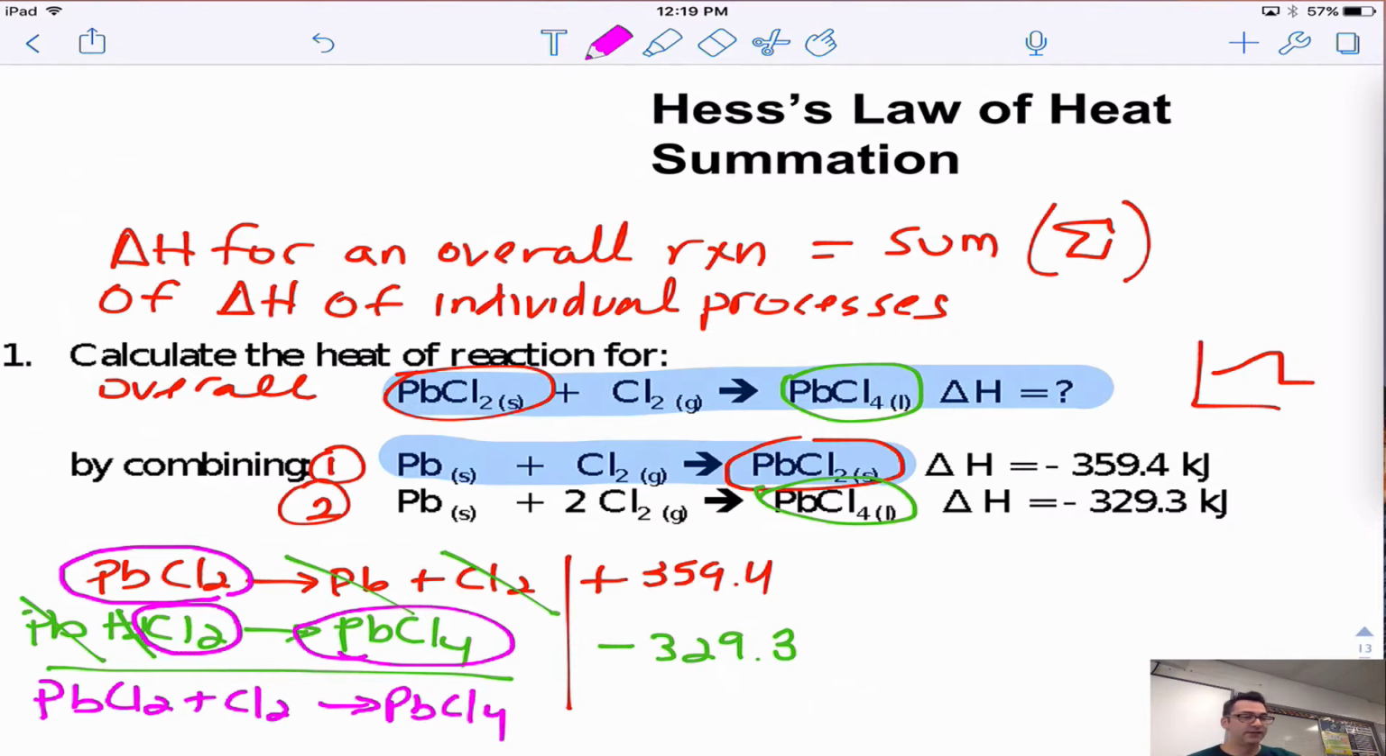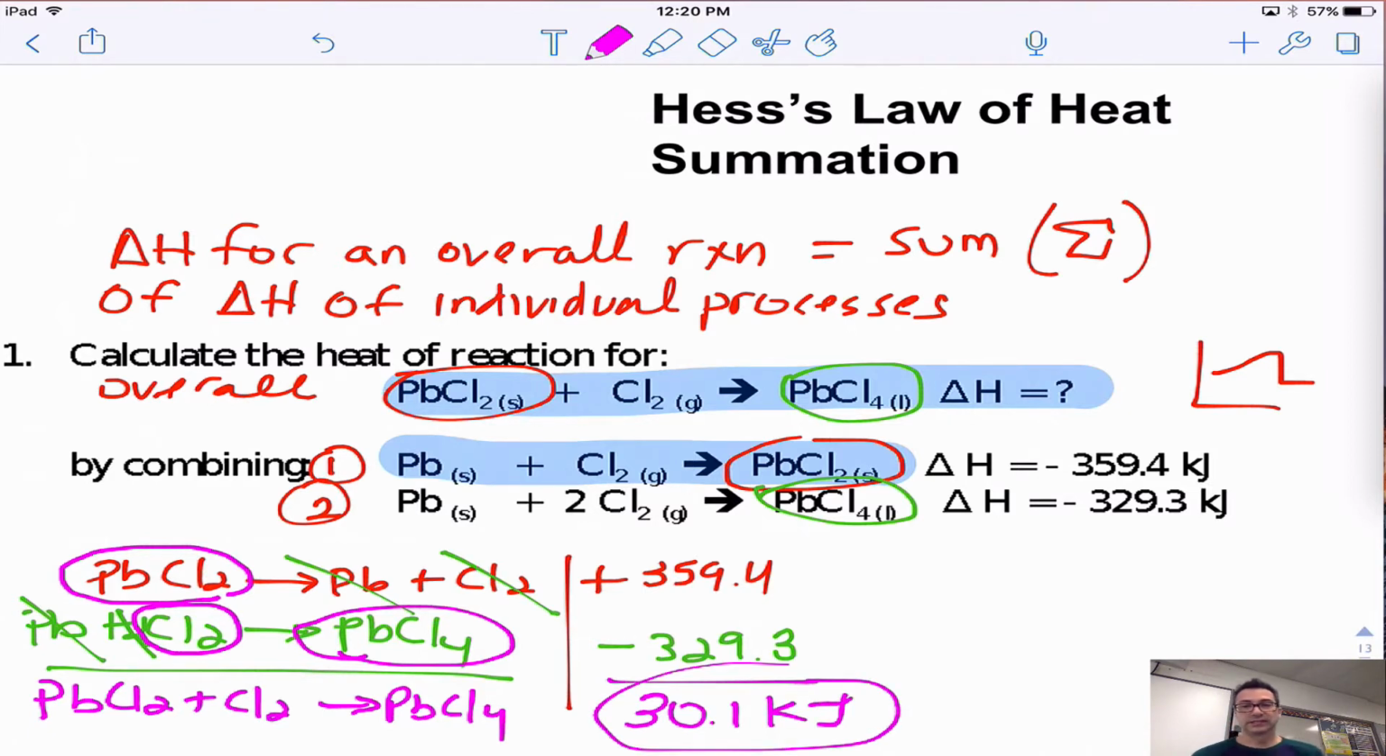Since I added the reactions together, I can also add together the heats of formation. So let's go ahead and do that. We're going to have 359.4 plus a negative 329.3, and I'm going to get 30.1 kilojoules.